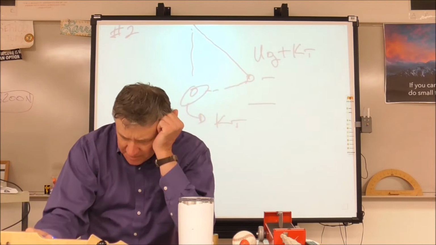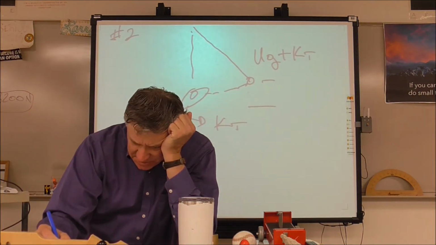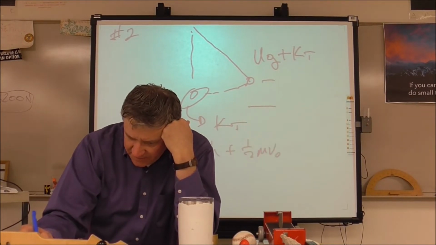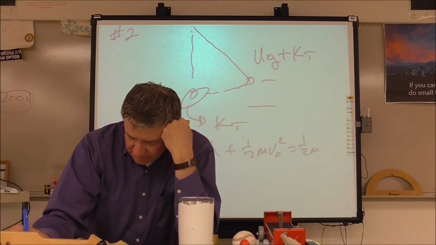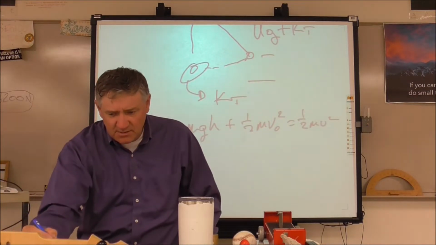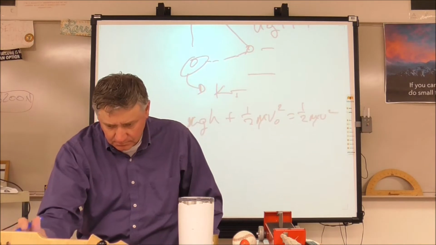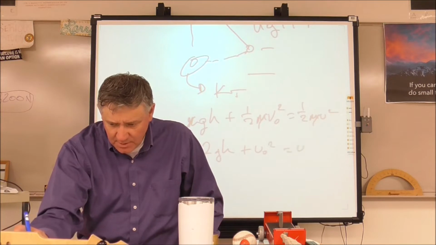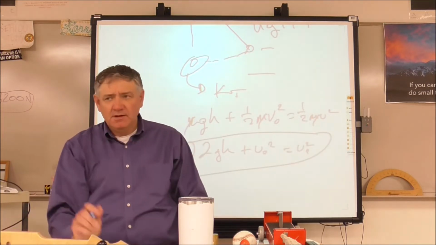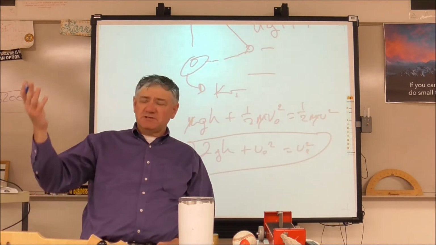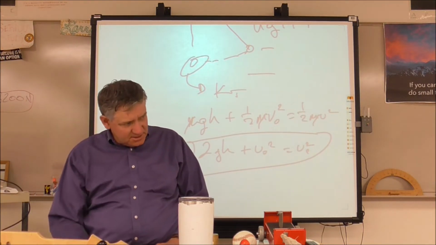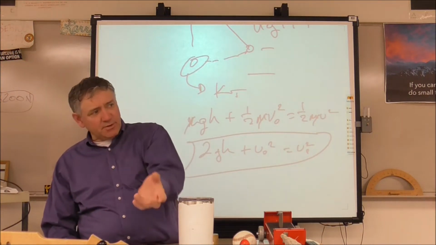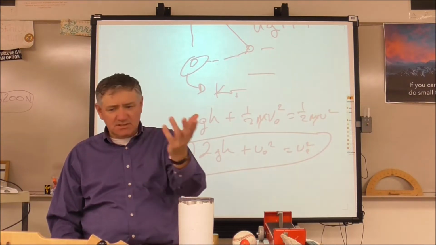So, you go, okay, well, UG is mgh, and that's going to be some initial kinetic energy, which is 1/2 mv naught squared, equals 1/2 mv squared. And conveniently, you can cancel out all the masses, and if you multiply by 2, which you can, you just get that equation, okay? That equation comes from the idea that energy is conserved. And all that potential and kinetic energy at the top is going to equal a pure form of kinetic energy at the bottom. Okay, that's it.